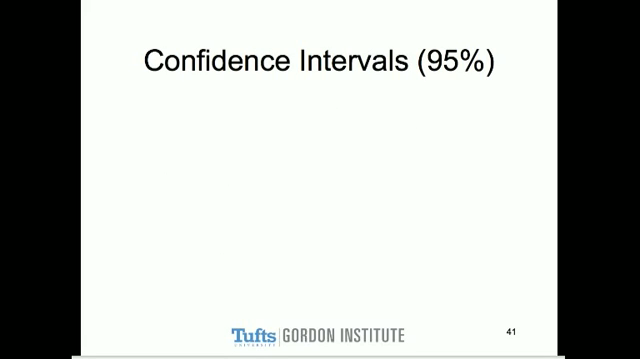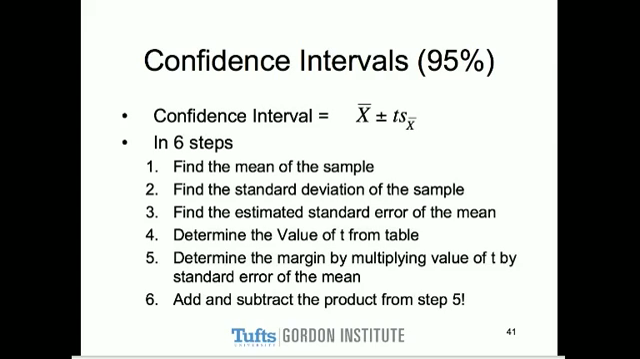Okay, so a common confidence interval to apply around an average is actually the 95%, okay? So we're going to create a 95% confidence interval in 6 steps. We're going to find the average, find the standard deviation of the sample, calculate the standard error of the mean, determine the value of t from the table, and then determine the margin, the envelope, and then add and subtract to complete that envelope. And that envelope is our confidence interval, and will be at 95%.